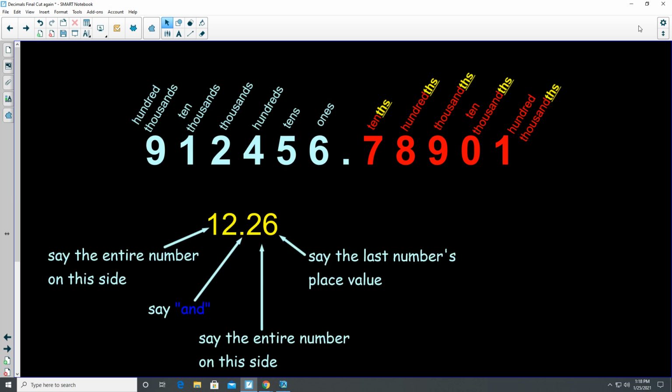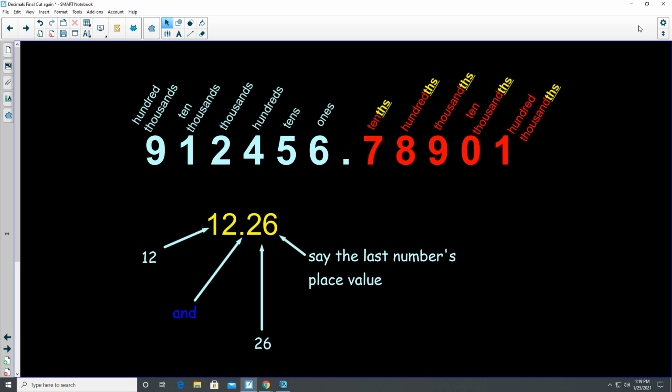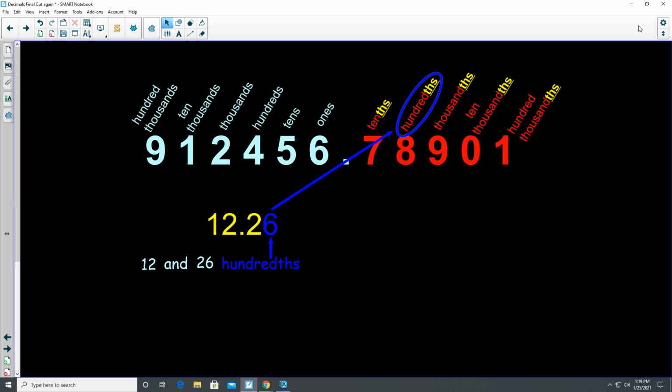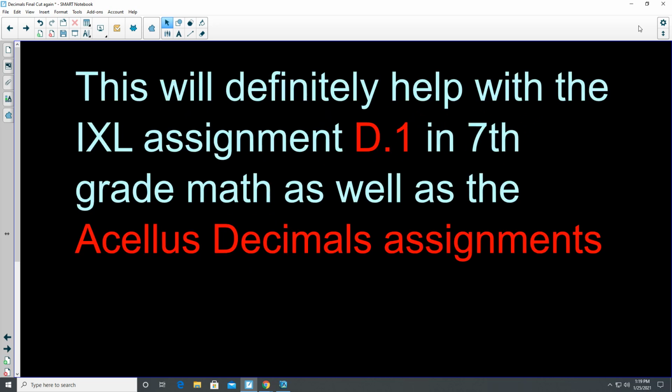Try this one. Here are the rules. So the entire number on the left is 12. Then we're going to say and. The entire number on the right is 26. Then the last number is in the hundredths place. So we have our final answer of 12 and 26/100ths. So 12 is on the left and 26 on the right, and then the 6 is in the hundredths place. That's how you use the and method.